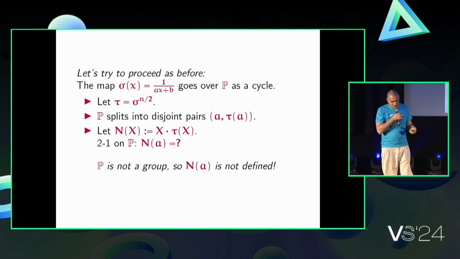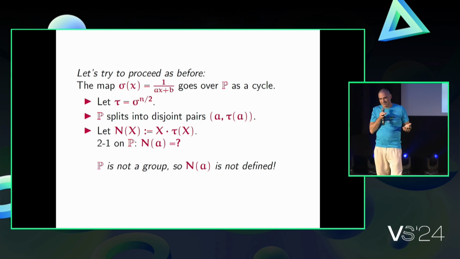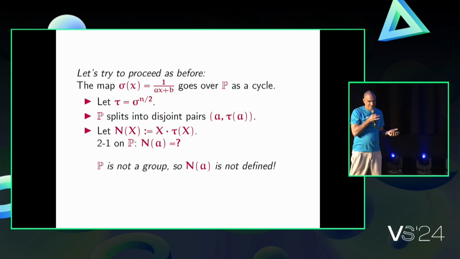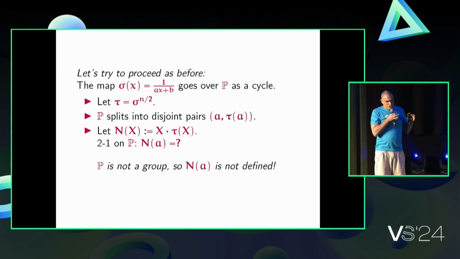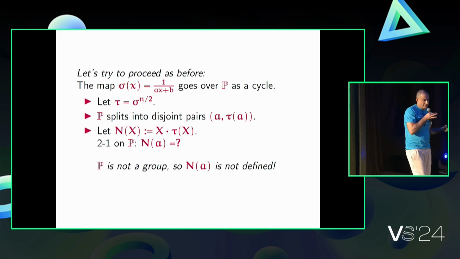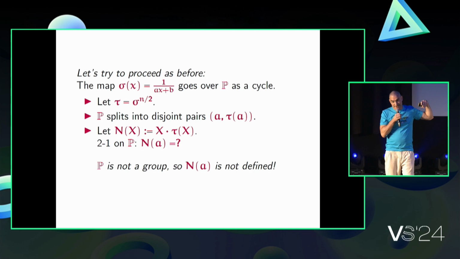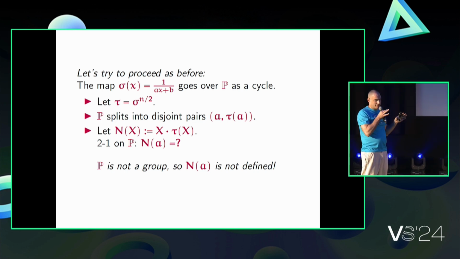But now we get into a problem because P is not a group, so a times tau of a is not defined. So here we kind of get stuck, and we need to go a little into algebraic geometry or algebraic function field theory, and go to a sort of different view of the point a. So this is where it gets a little more abstract or algebraic.